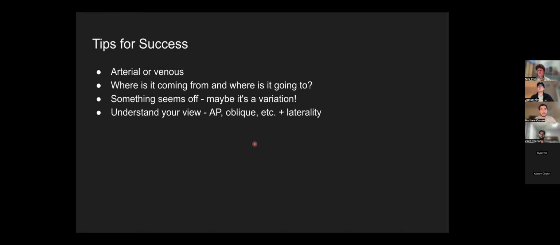Something seems off, maybe it's a variation. There are so many variations. This is just textbook perfect. I don't think there's ever a patient that has this perfect of anatomy, but it's important to know what's common, and it's also important to know what's a variation, and then understanding your view. So AP, oblique, and just knowing your laterality. It's quite simple, but all of that goes a long way.